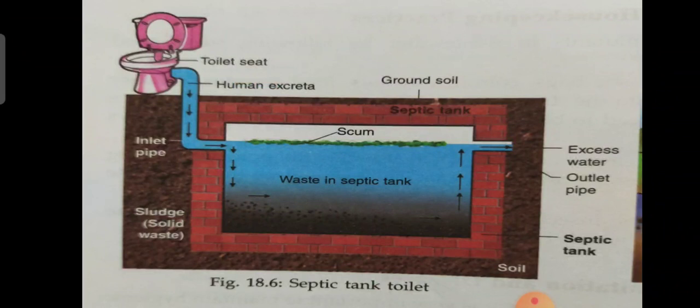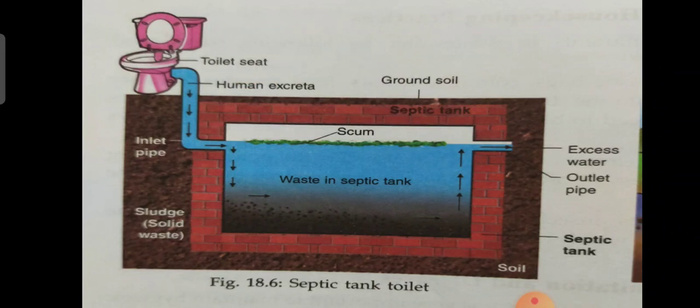This is the overall diagram of a septic tank. See here, with this commode, the pipe is connected. From here, the human waste goes into the septic tank, meaning solid and semi-solid waste as well as liquid waste all goes to this septic tank, where anaerobic bacteria are doing what? As I have told you, anaerobic bacteria decompose the solid waste and the liquid waste goes out from here and mixes with the soil.